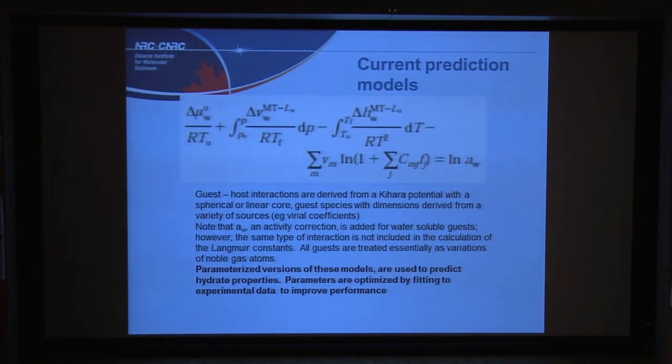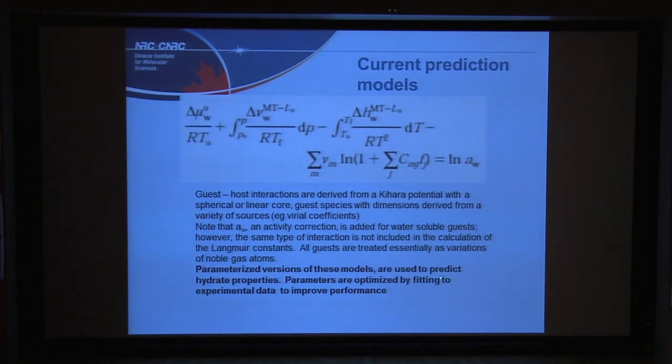An interesting difference is that a term, a_w, has been added, which is an activity correction for water-soluble guests. But you can see, even though on the macroscopic side we've corrected for this, on the microscopic side, nothing has been put in for this water solubility. It still reflects only short-range interactions. So we've now established an imbalance in this equation. So all the guests are in fact treated essentially as variations of noble gas atoms. And I think this is not a good assumption anymore.